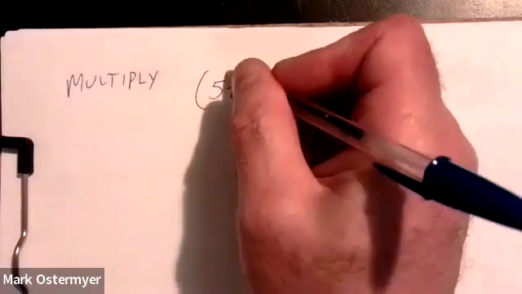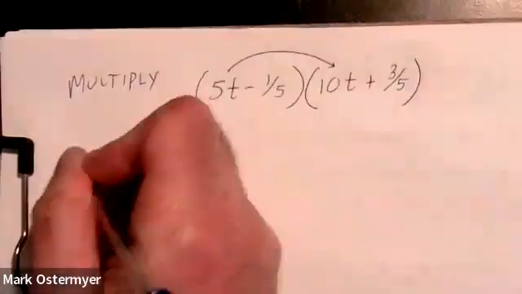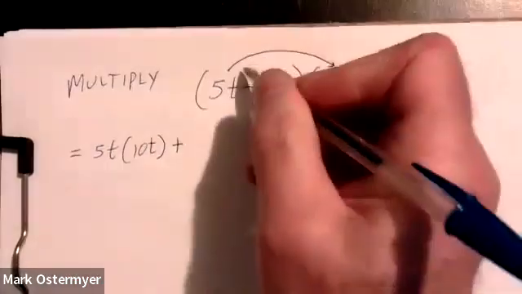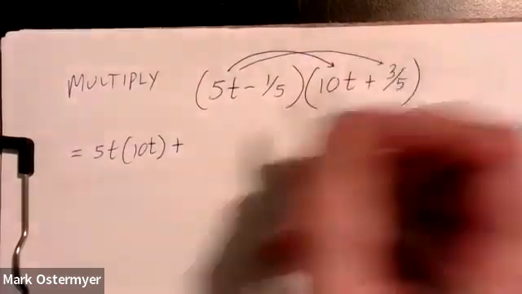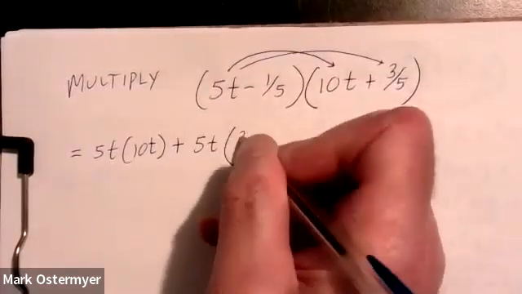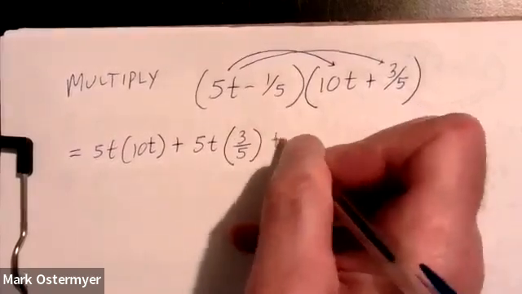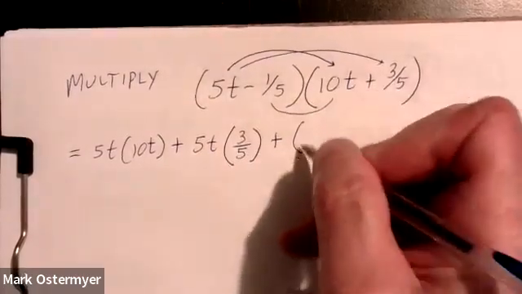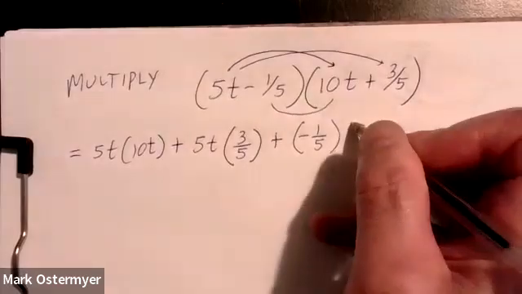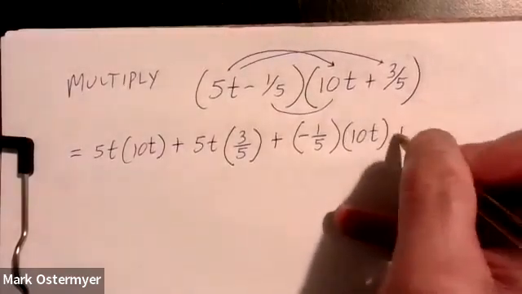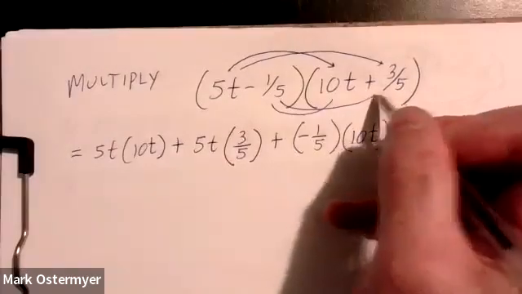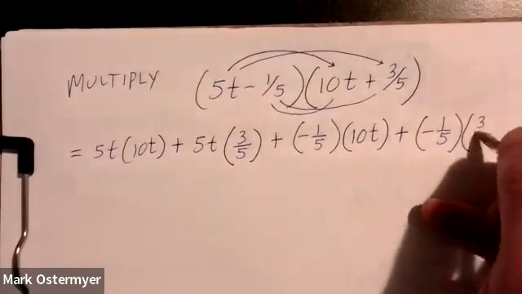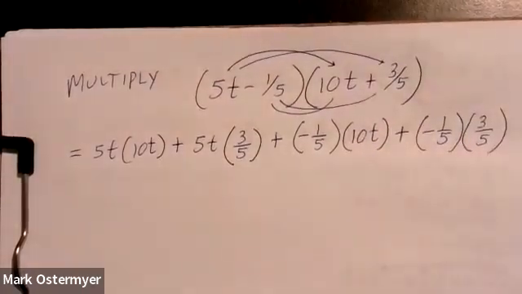So we're going to multiply our first terms together. 5t gets multiplied by 10t. Plus the outer terms get multiplied together. 5t gets multiplied by 3/5. Plus, then we multiply our inner terms together, negative 1/5 times 10t. Plus then our last terms, negative 1/5 gets multiplied by a positive 3/5. All right.